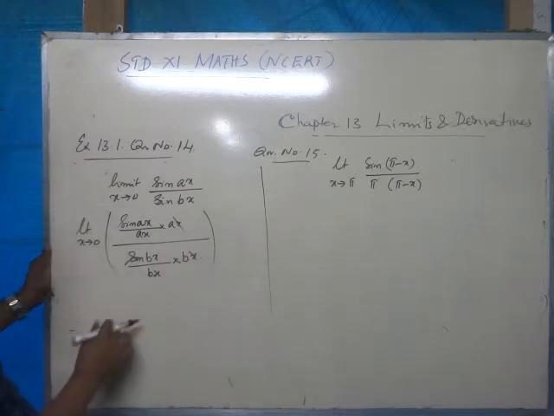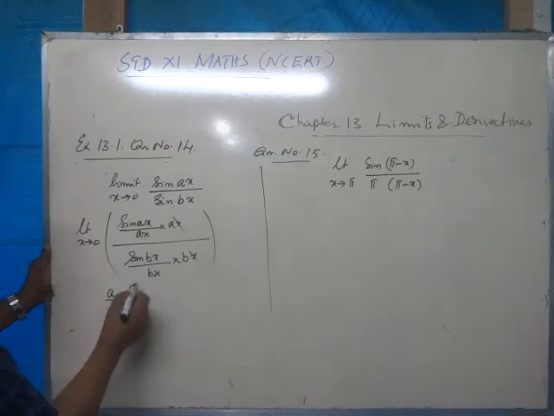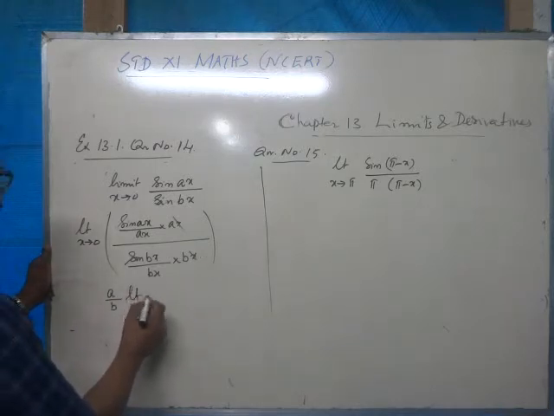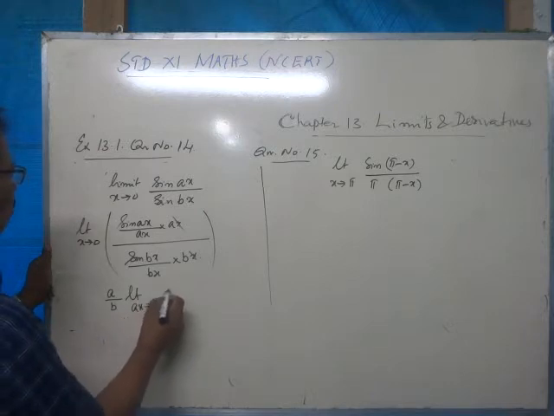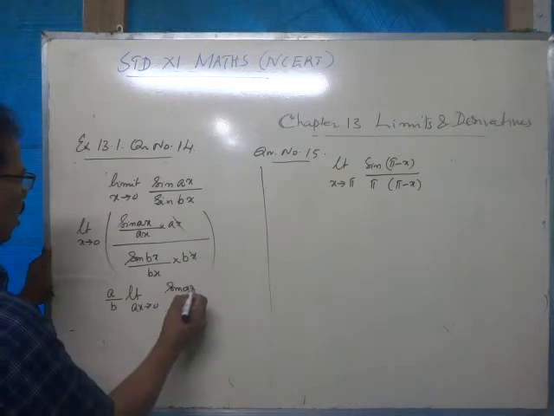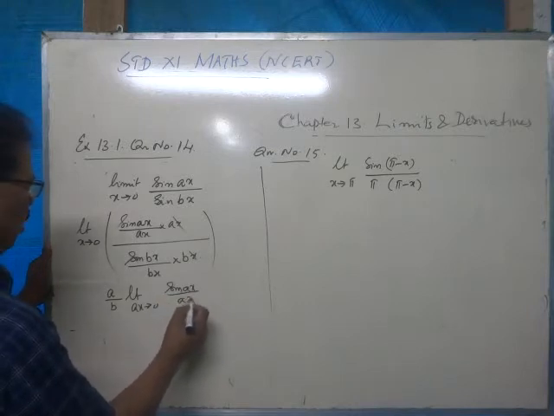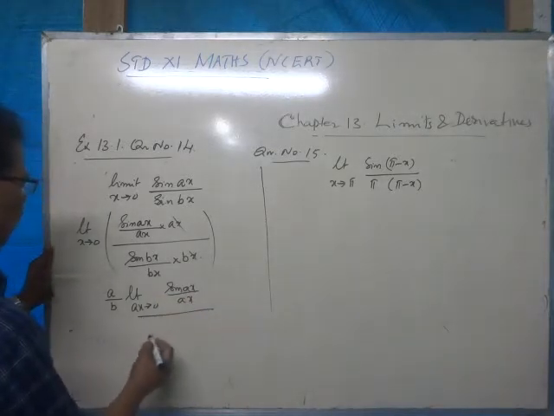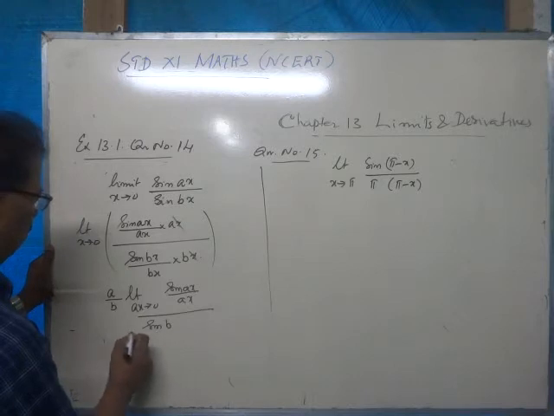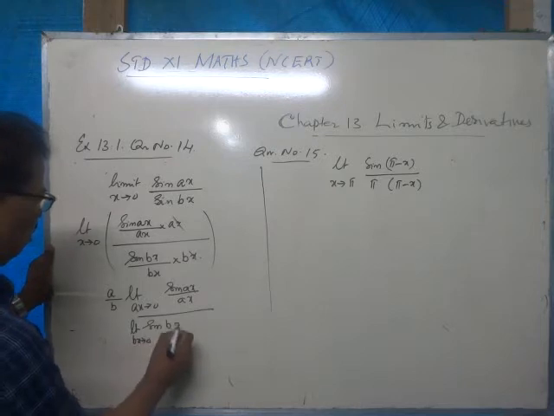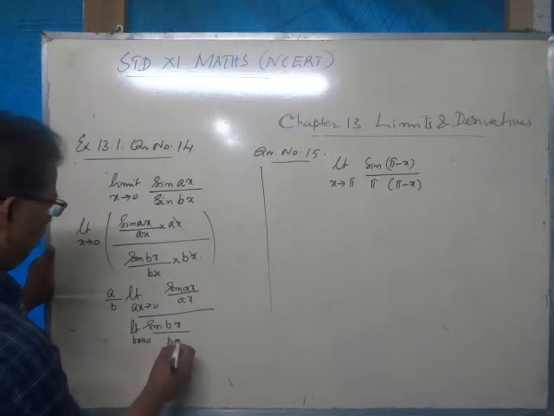Therefore, the limit takes the shape a by b into limit ax tends to 0 sin ax by ax divided by limit bx tends to 0 sin bx by bx.